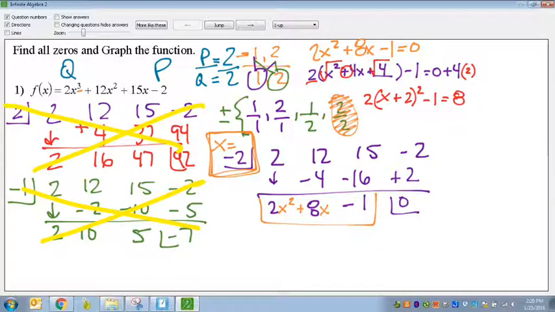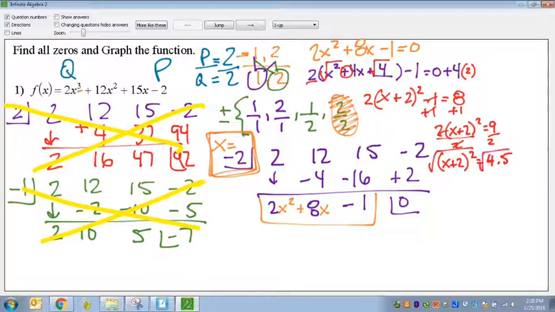Okay, so add 1 to both sides. And that's going to give me 2 times (x plus 2) squared equals 9. Divide by 2. (x plus 2) squared equals 9 over 2, which is 4.5. Now, normally I don't like using decimals, but because we're going to graph, decimals make it a lot easier, so I'm going to do that.